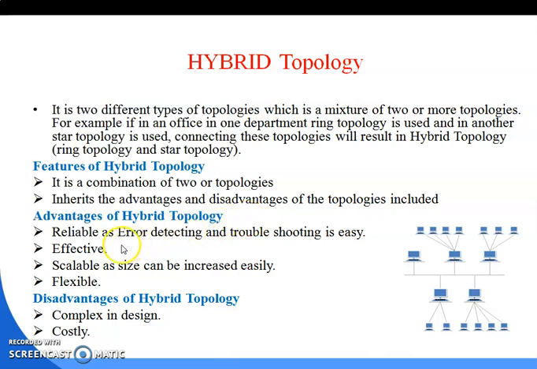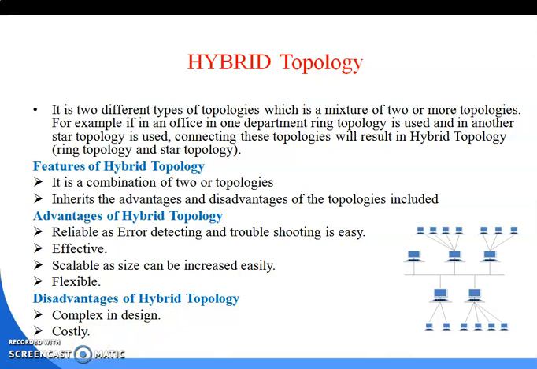Next, what are the advantages of the hybrid topology? Reliable, as error detecting and troubleshooting is easy. Effective, scalable, as size can be increased easily. Flexible. And what are the disadvantages? It's very complex to design, because different types of topologies are present within one topology, which is known as a hybrid topology. Next issue, it is costly, right?